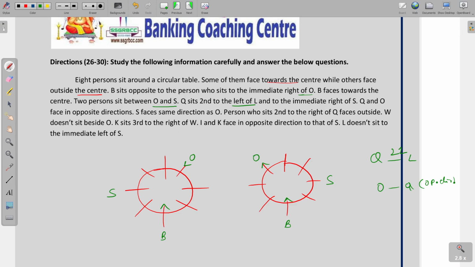And next, S faces the same direction as O. So, O is facing center, S is facing center, and here S is facing outside. So, see, Q sits second to the left of L and to the immediate right of S. So, here Q is placed and here Q is placed, and also second to the left of L. Suppose if I place L here, second to the left, and also here L is coming, and see here L is coming, here L is coming, 2 possibilities. L doesn't sit to the immediate left of S.